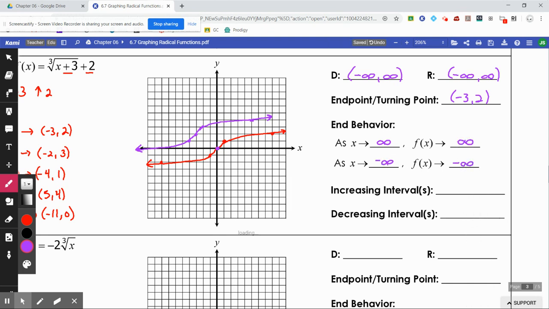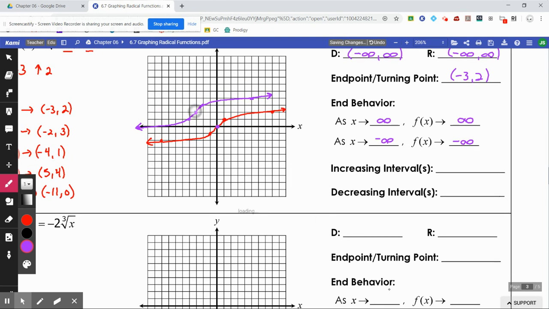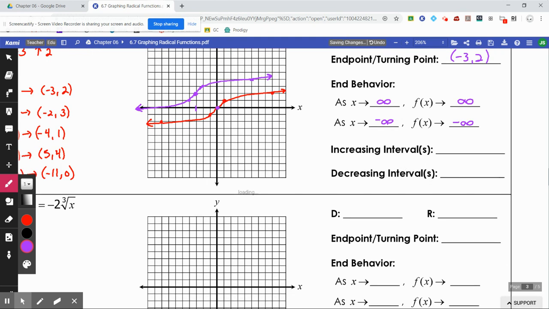Your increasing interval starts increasing at that turning point, and that x value would be negative 3. It increases from negative 3 to infinity, and it decreases from, well, actually, hang on. It actually always increases. You read these from left to right, so it's going uphill, and it continues going uphill. So it actually increases from negative infinity all the way to positive infinity, and there is nowhere that it's decreasing.